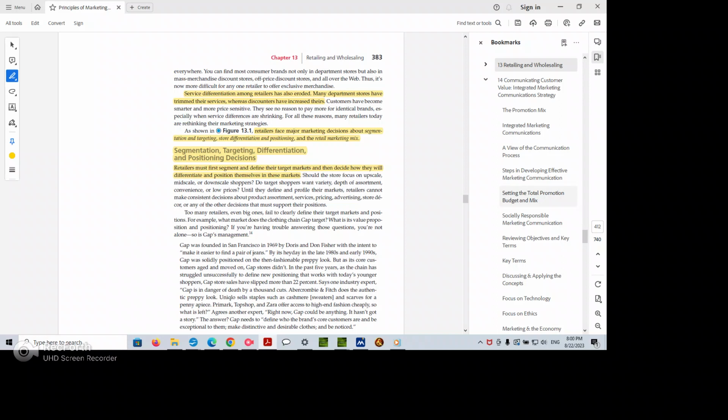Should the store focus on upscale, mid-scale, or downscale shoppers? Do target shoppers want variety, depth, or assortment? Convenience or low price? Until they define and profile the markets, retailers cannot make consistent decisions about product assortment, services, pricing, advertisement, store decor, or any other decision that must support their positions. So we have to decide how we're going to position ourselves.